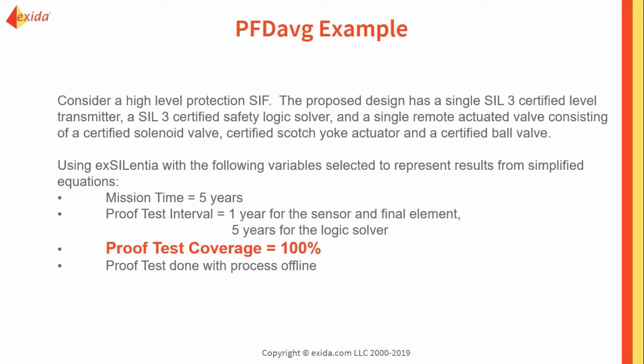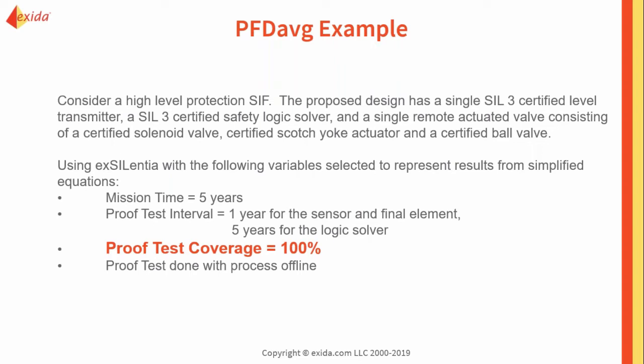I always learn best from real life examples, so I always want to add some into my presentation. So I wanted to look at an example of a high protection SIF, and I put in numbers that we see often. Say we have a SIL3 sensor, a level transmitter, logic solver, remote actuated valve, a solenoid valve, Scotch yoke actuator, and certified ball valve put together to make a beautiful system.